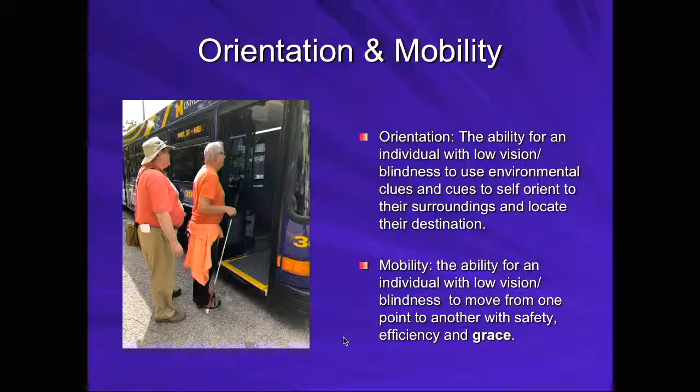He gave me these definitions of orientation and mobility, because a lot of times people hear O&M, orientation and mobility, and they won't be so sure of exactly what it means. Orientation is the ability for an individual with low vision or blindness to use environmental clues and cues to self-orient to their surroundings and locate their destination. And mobility is the ability to move from one point to another with safety, efficiency, and grace. So basically not walking into things, because that would not be very graceful.